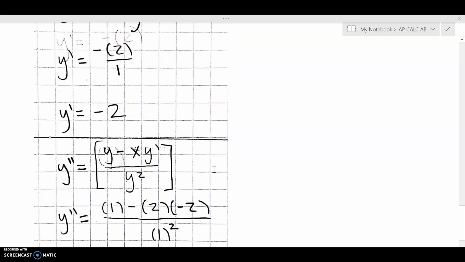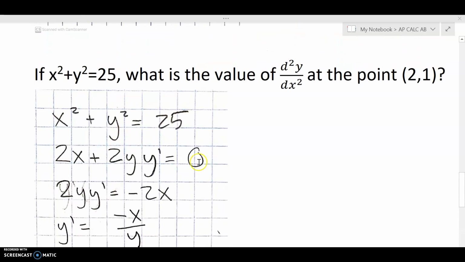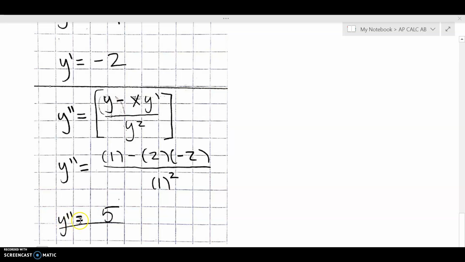So essentially, it asks us for the derivative of this equation, or the second derivative of this equation at this point, to which we responded with y double prime is equal to 5. And like I said before, this is just one notation of the second derivative.